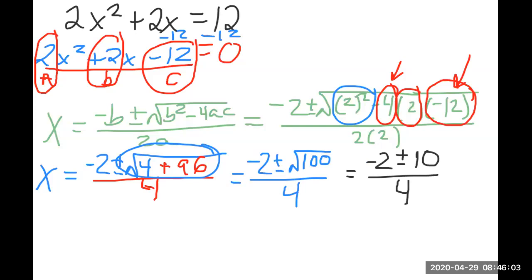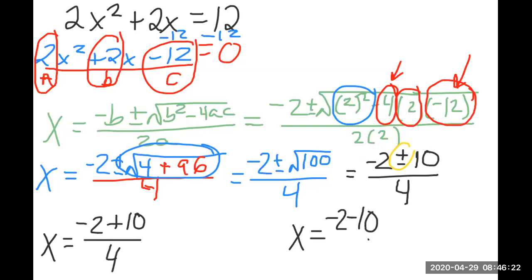All right, now that we have this step where we have our regular numbers and the plus minus sign, we're going to break up that plus minus sign into one equation with a plus sign, so -2 plus 10 over 4, and one equation with a minus sign, -2 minus 10 over 4. And then we're going to solve those 2 equations for our x values. Here, -2 plus 10 is +8 over 4. So 8 divided by 4 is 2. That's our first answer for x.